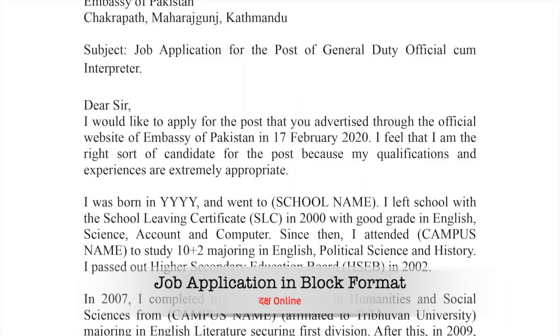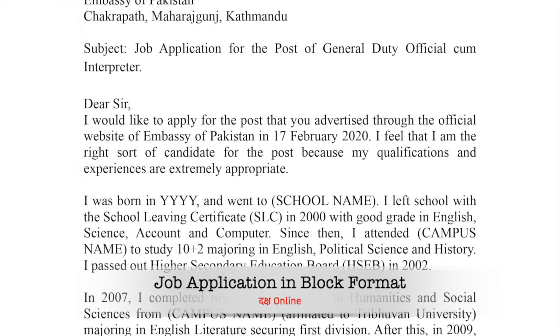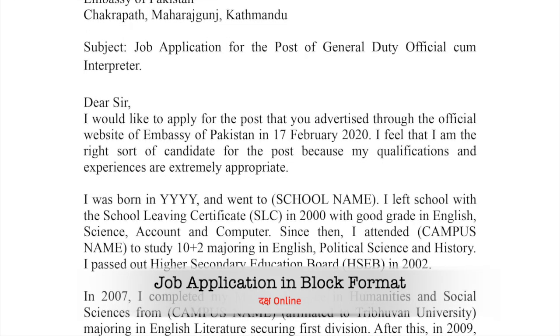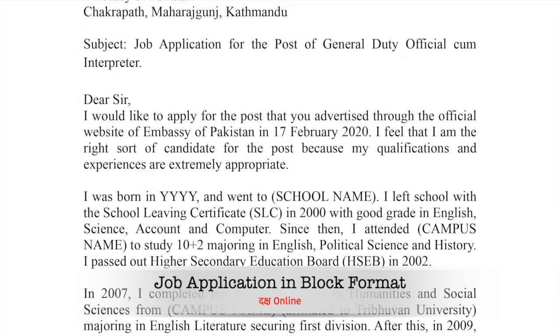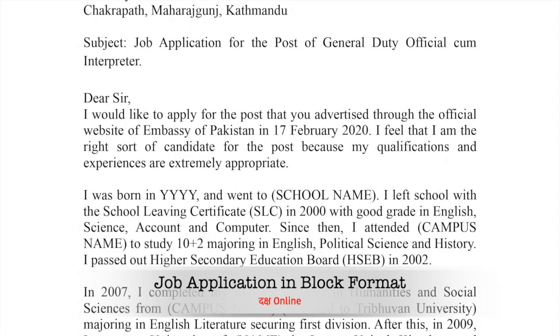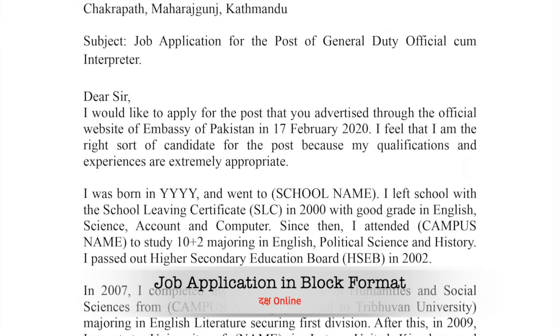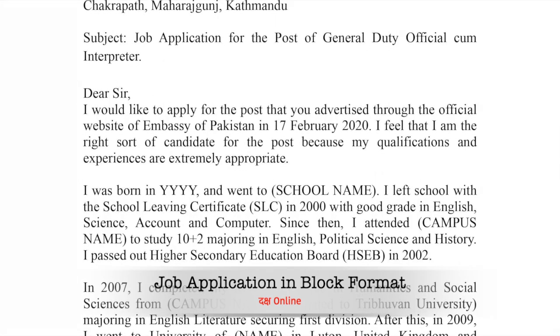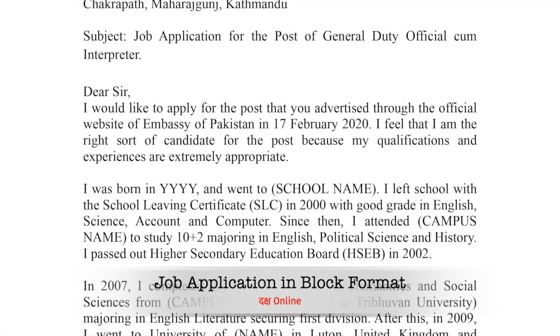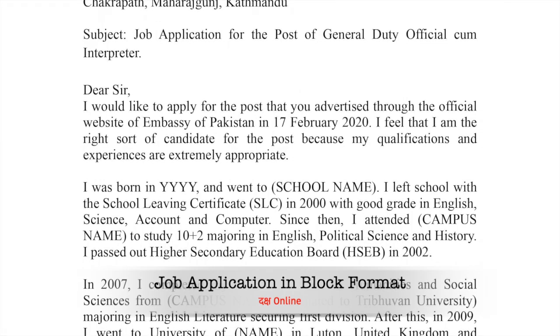So in an unsolicited job application, you particularly don't know what position you are applying for. So you just write an application stating your qualifications and asking if there is any vacancy that meets your requirements. Now let us come to talk about block and semi-block business letters.